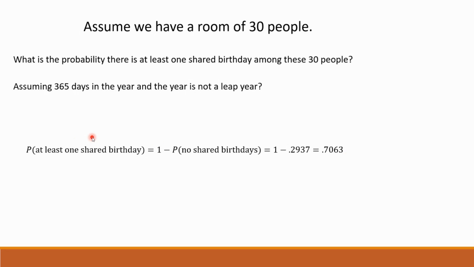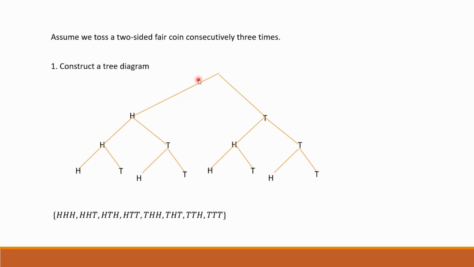I figured it'd be good to do another example with this probability of at least 1 and 1 minus the probability of never. Maybe I should have done this before the birthday problem. I think it's a little bit easier. But let's assume we're going to deal with tossing a fair coin, 2-sided, so it's heads and tails, consecutively 3 times. So we're tossing a two-sided coin 3 times.